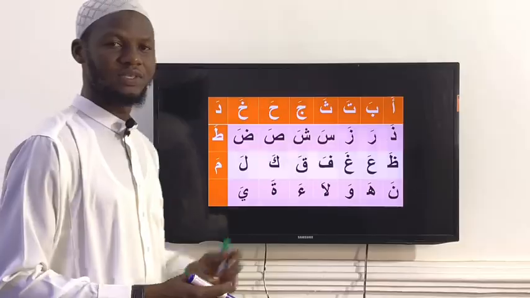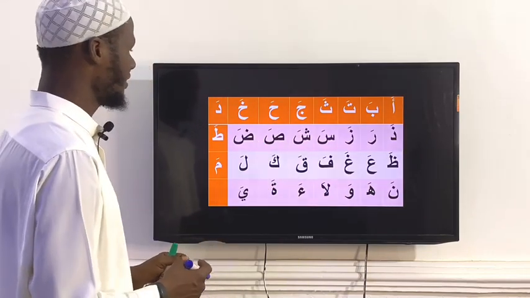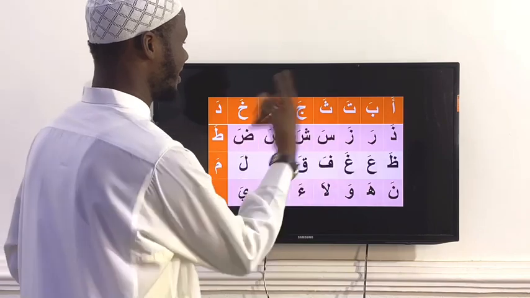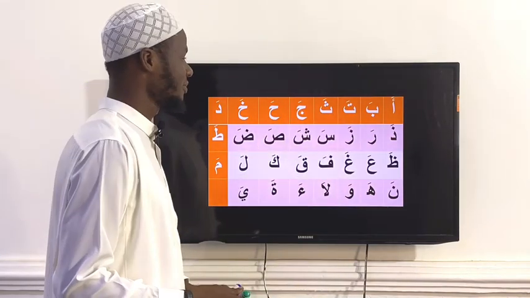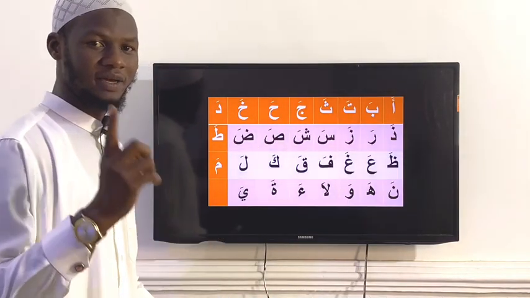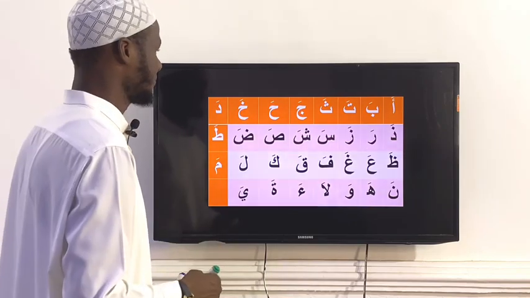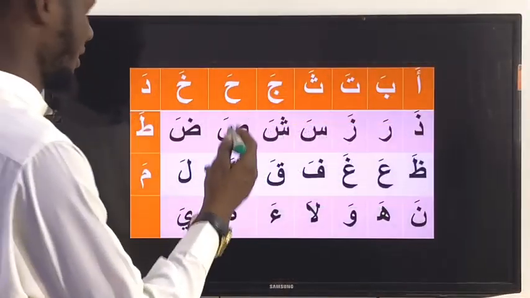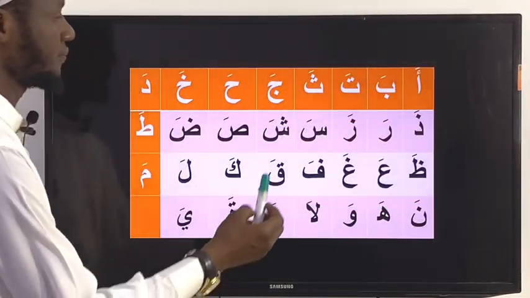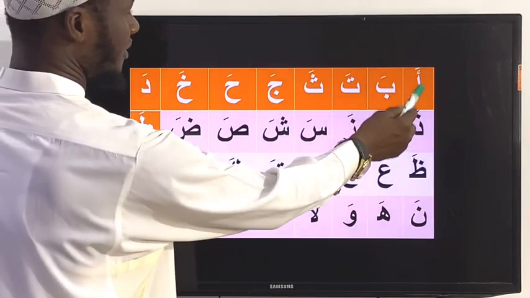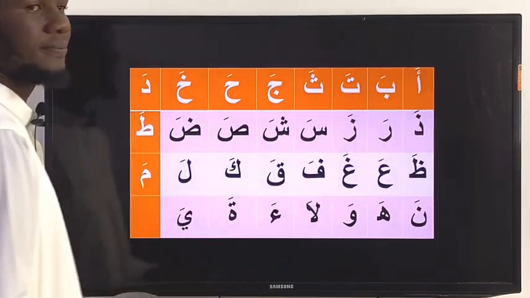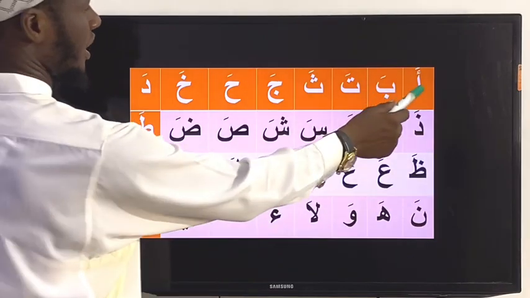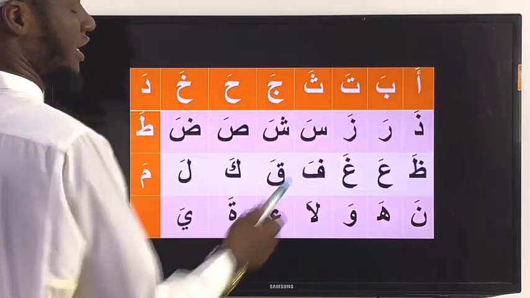MashaAllah. So this is the end of the vowel sound. So let's try and take it once again. And remember, do read with me this time. Bismillahir Rahmanir Rahim. Alif, fatha, a.